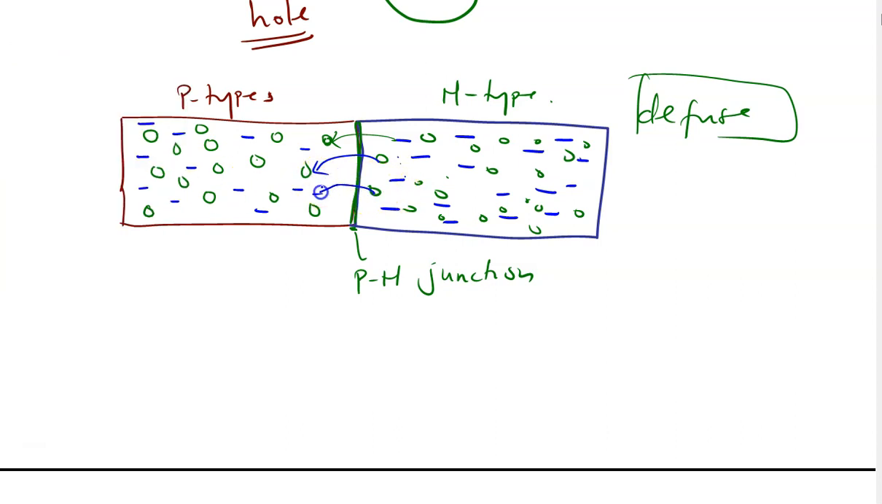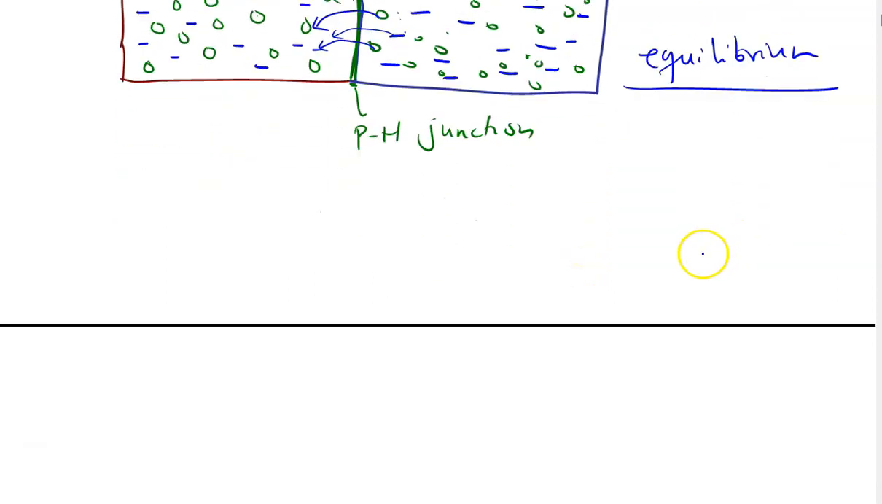So the electrons here begin to move. They are being attracted by the holes here, so they keep on moving as soon as you combine them. They keep on moving until it reaches an equilibrium. Once it reaches an equilibrium, then the depletion region is formed.